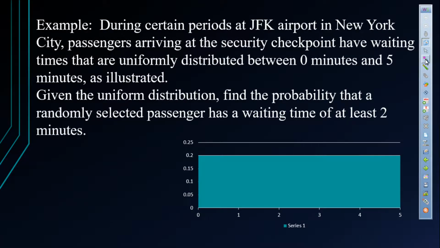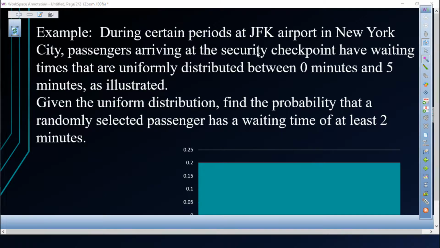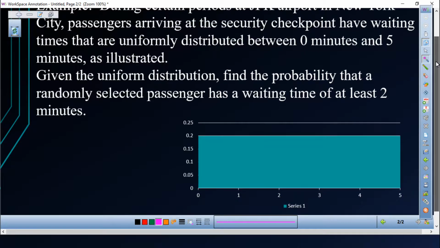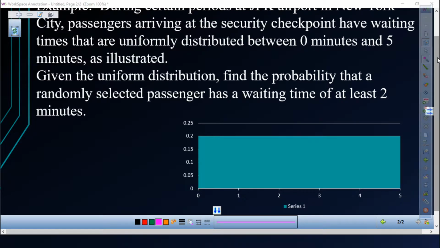Example. During certain periods at the JFK airport in New York City, passengers arriving at the security checkpoint have waiting times that are uniformly distributed between 0 minutes and 5 minutes, as illustrated. Okay, so this is what they're talking about, the rectangle right here. It's uniform. Now, given the uniform distribution, find the probability that a randomly selected passenger has a waiting time of at least 2 minutes. And I want to show you something here.